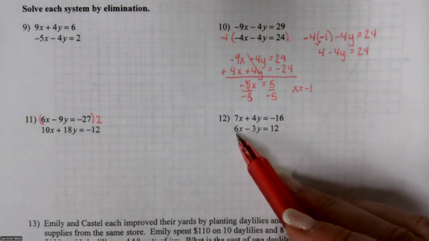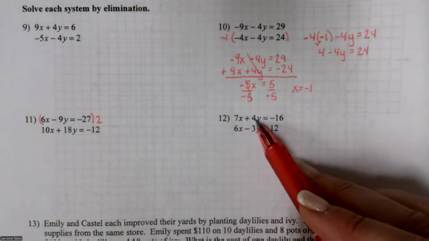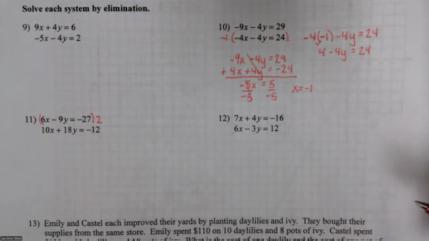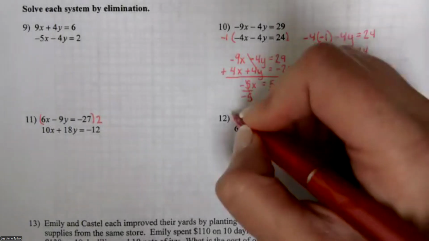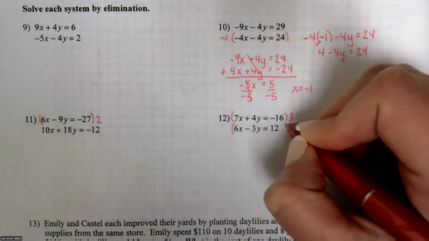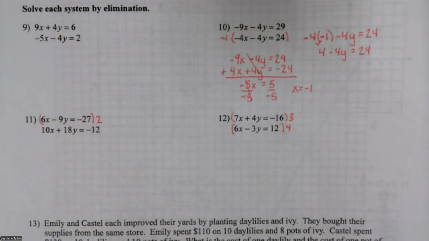Okay, number 12. Does 6 go into 7 evenly? No. Does 3 go into 4 evenly? No. That makes this one a level 4 problem, which we're going to do more of today. So for me, I would multiply the top by 3 and the bottom by 4. I think we talked about that before we left on Friday, did we not? Okay.